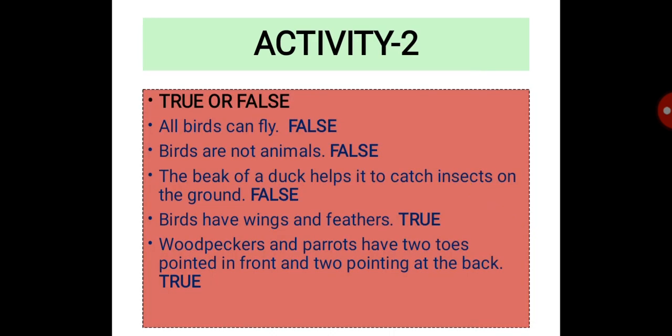Now activity 2 is true or false. The first question is, all birds can fly. The answer is false. Second, birds are not animals. False. Third, the beak of a duck helps it to catch insects on the ground. No, false. Fourth, birds have wings and feathers. True. Fifth, woodpeckers and parrots have two toes pointed in front and two pointing at the back. True.